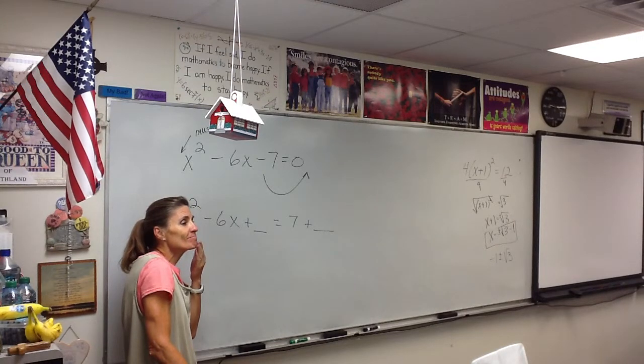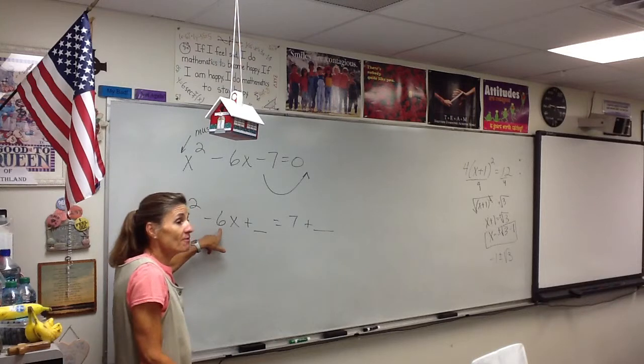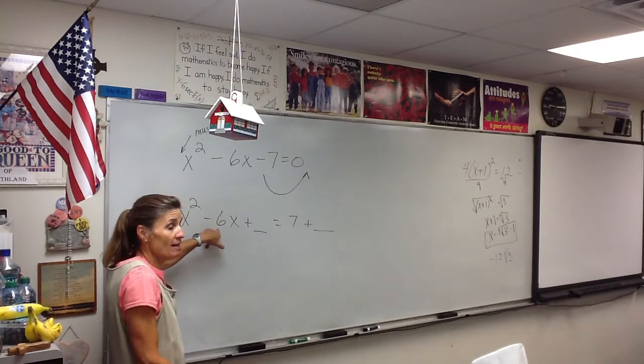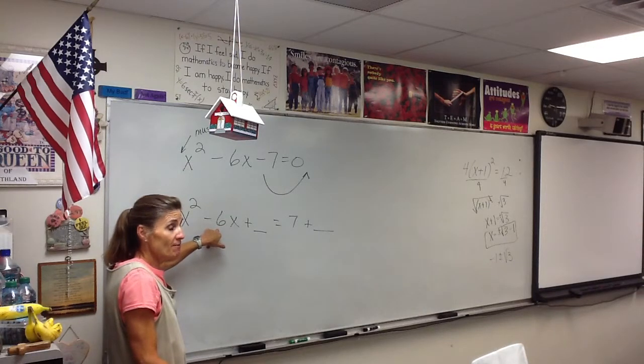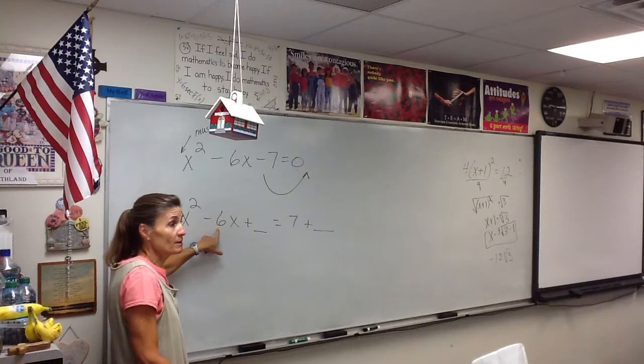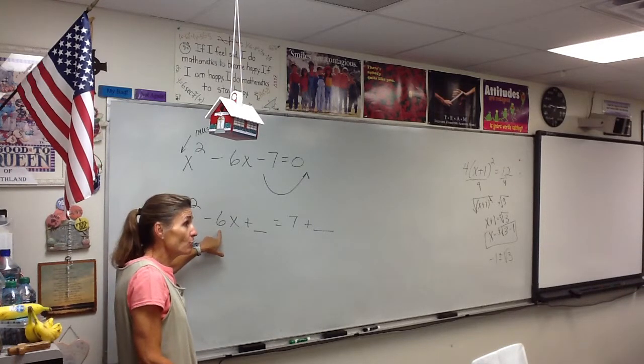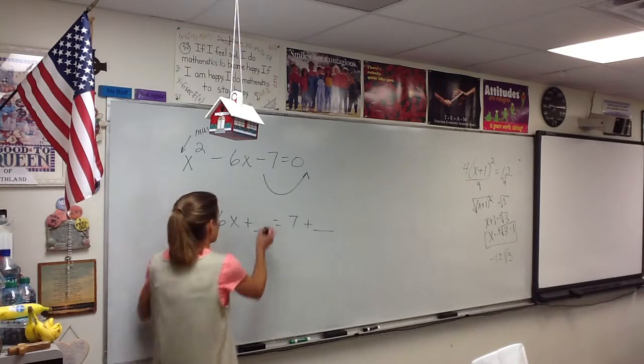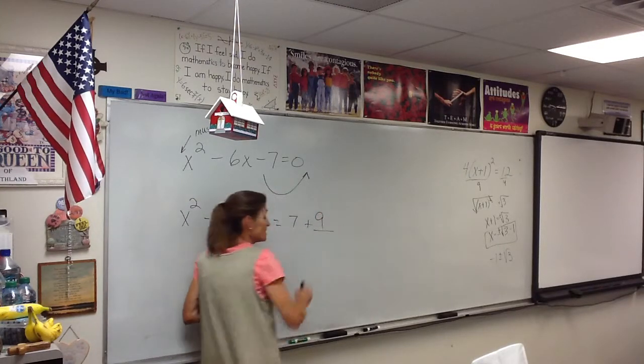I know it again. I remember this. You take half of this guy and square it. We take half of the x term. So what's half of 6? 3. And squared would be 9. So I'm going to add 9 to both sides.